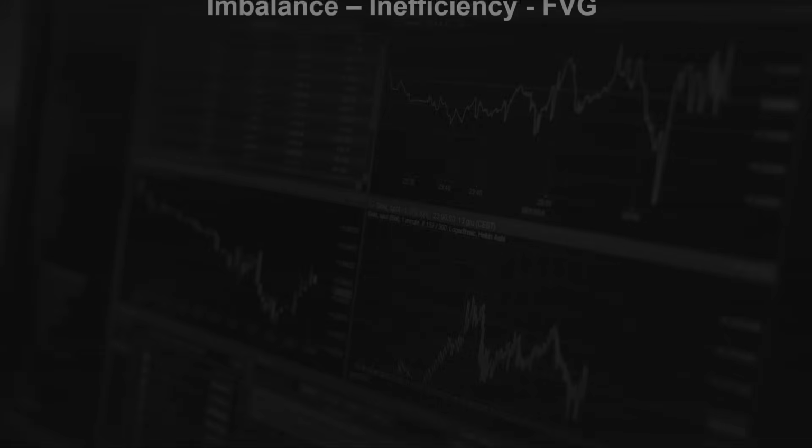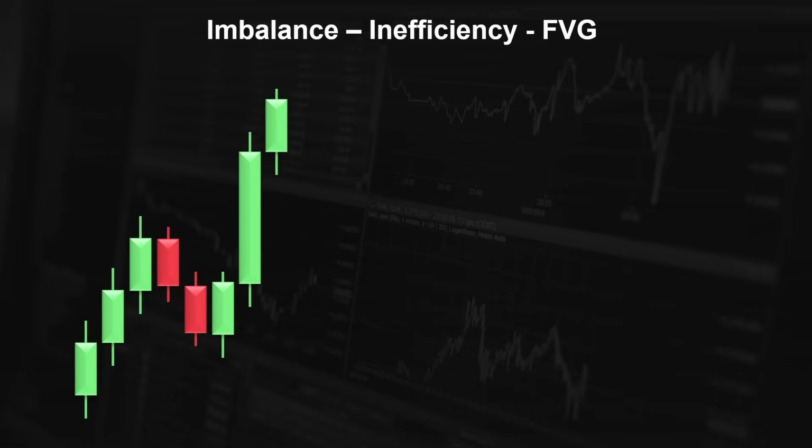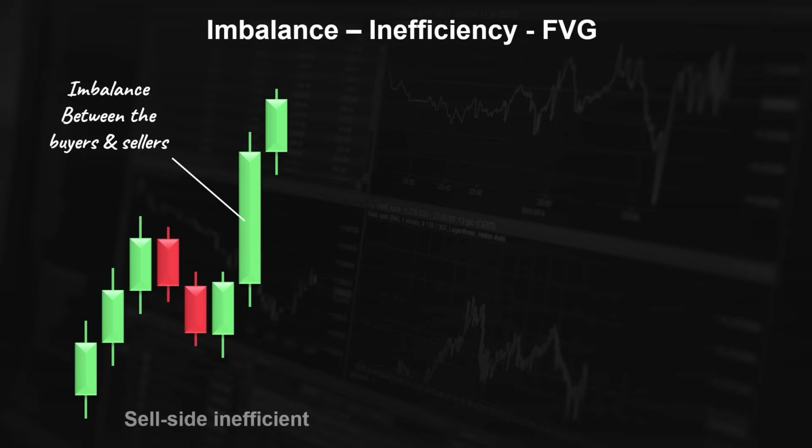We can identify smart money by identifying imbalances. Imbalance, inefficiency, and fair value gaps are highly similar concepts. When smart money enters the market, it creates an imbalance between buyers and sellers, causing significant price movements with large candles that have gaps between the wicks. If this is the case, the price is considered sell-side inefficient, and we have fair value gaps between the wicks.